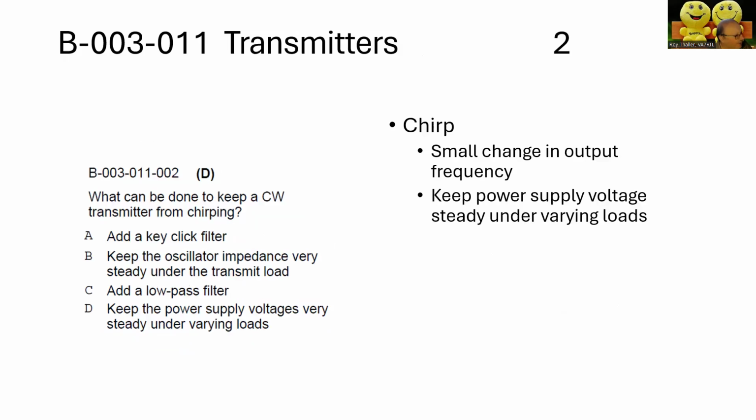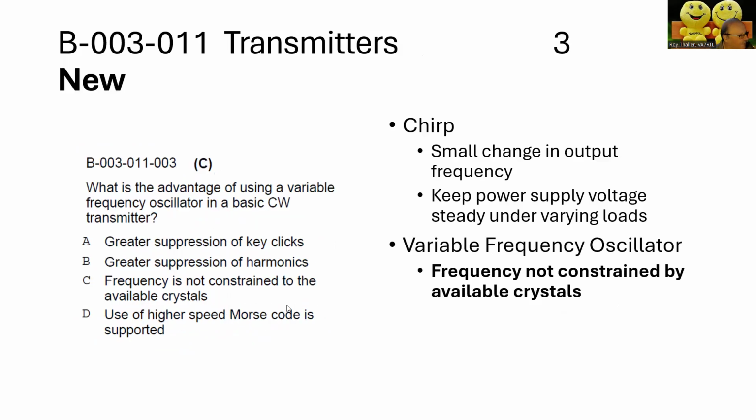What can be done to keep a CW transmitter from chirping? So usually this chirping is a result of a power supply that can't supply the current to the RF amplifier. So it doesn't give a steady level of voltage with varying currents. So you need a better power supply. So D is the correct answer.